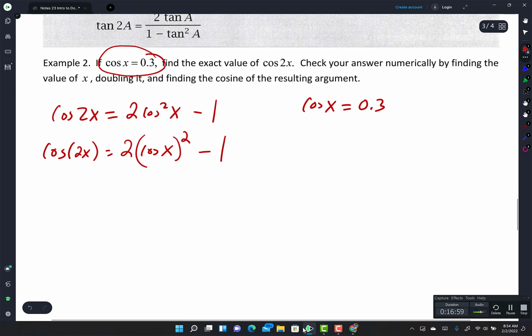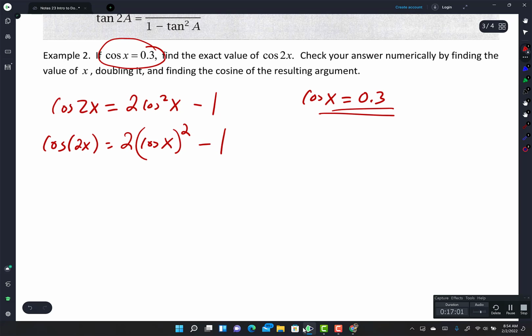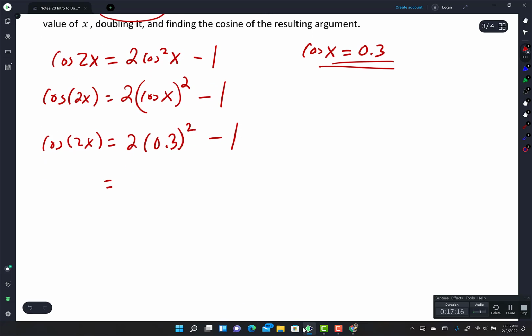What is cosine x? The number? 0.3. Cosine 2x equals 2 times 0.3 squared minus 1. Are we still okay? What is 0.3 squared? Not 0.9, 0.09. And look, you're doing all this without a calculator.